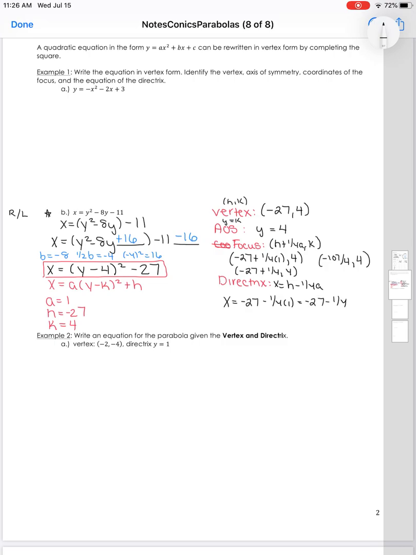For the directrix, the formula is x equals h minus 1 over 4a. So x equals negative 27 minus 1 over 4 times 1. So that's negative 27 minus a fourth. You can either say x equals negative 27 and a fourth, or combine them and say negative 109 over 4 for the directrix.